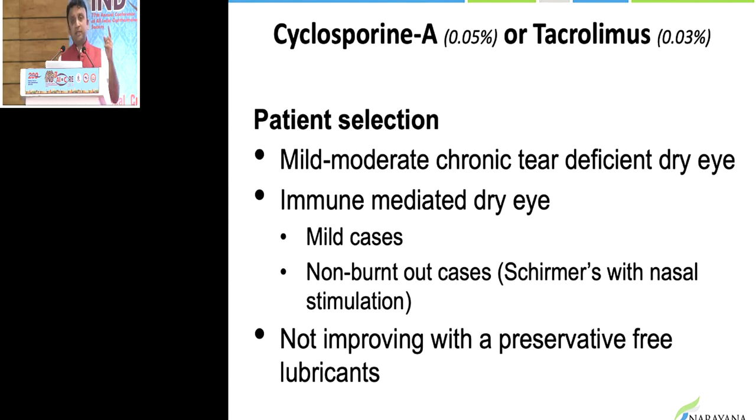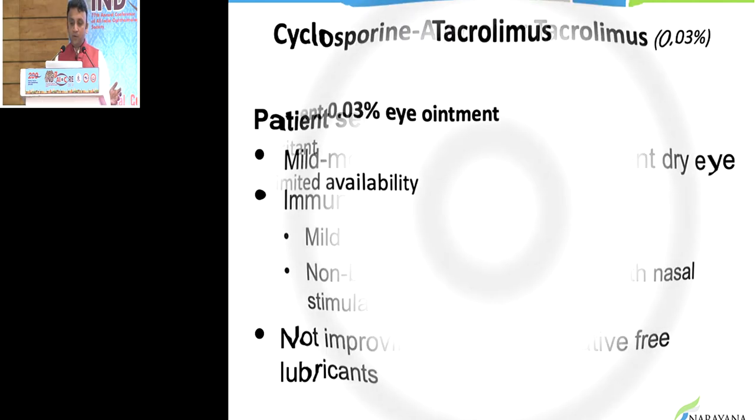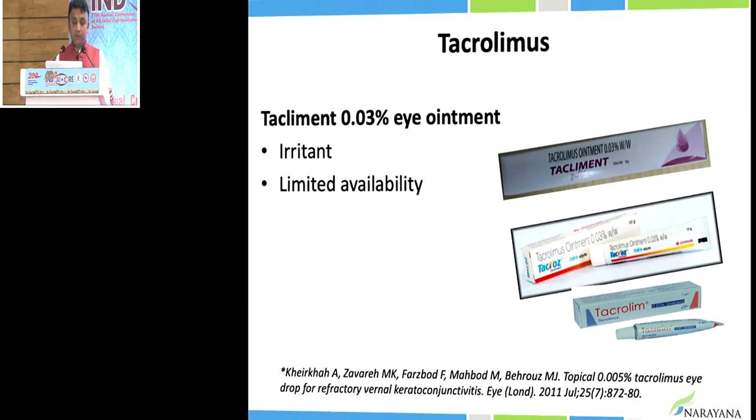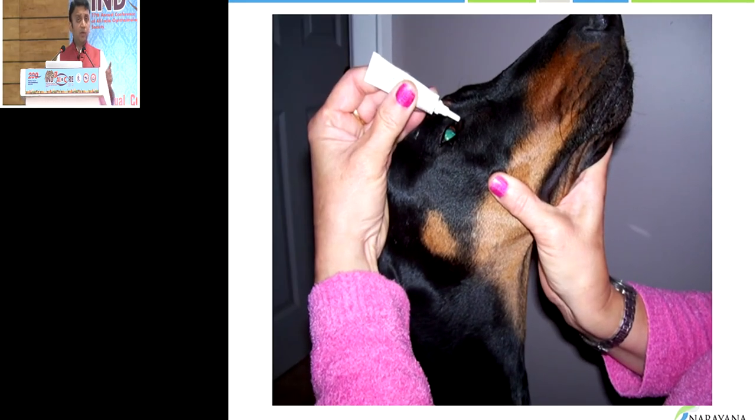If you want to give any of these things, you must give them in mild to moderate cases and do not wait for advanced dry eye. They do not help. Tacrolimus clinically is 1,000 times more potent than cyclosporin. So if somebody can tolerate tacrolimus, I would certainly wish to give them tacrolimus.